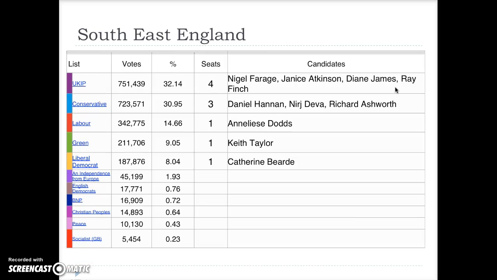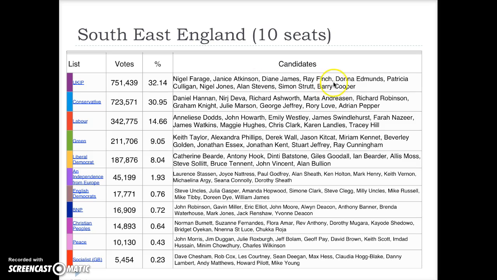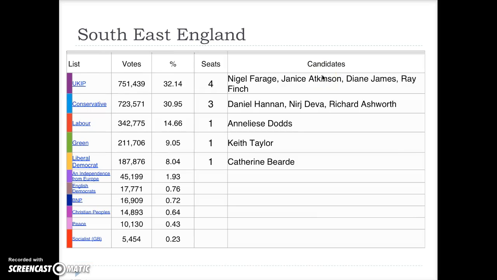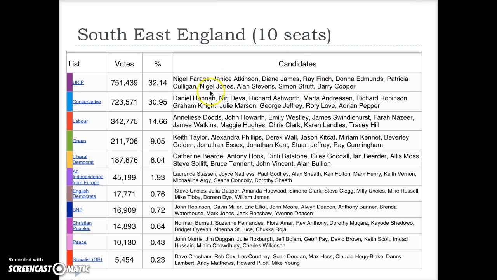What happened next was that they decided that 4 seats would be allocated to UKIP, 3 to the Conservatives. So all of these guys here, Barry, Simon, Alan, Nigel, and so on, they missed out. They were too far down the list. UKIP got 4, so that was 1, 2, 3, and 4, and we can see that there. Dan Hannan, Niraj Deva, and Richard Ashworth, those are the 3, so 1, 2, 3, there we go. Marta to Richard, all of those lot, they missed out. They were too far down the list.